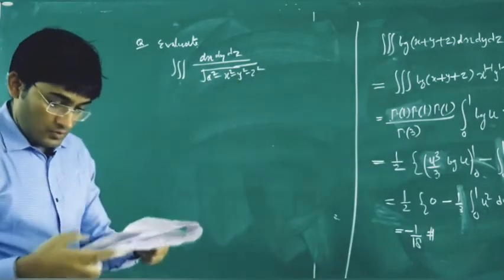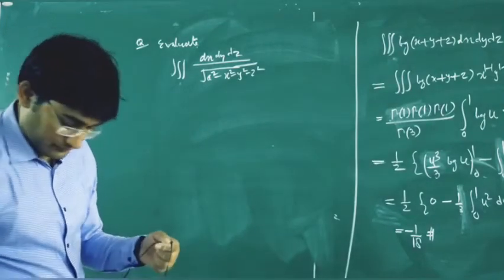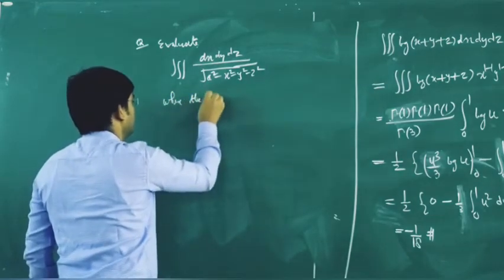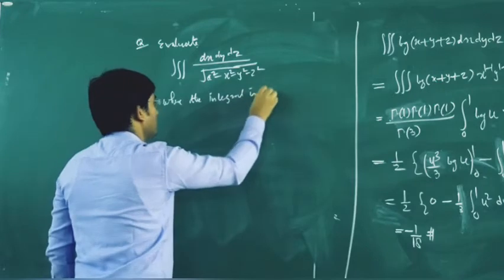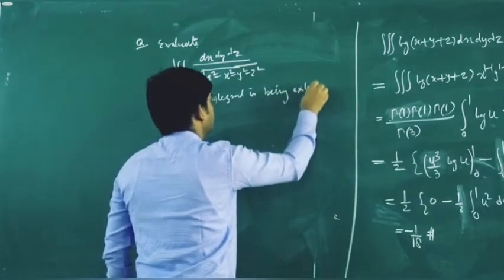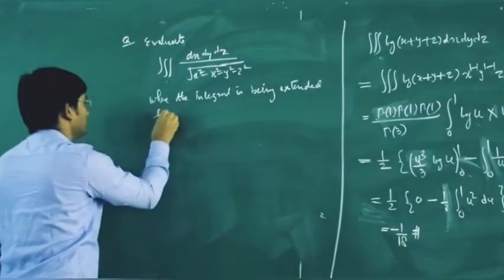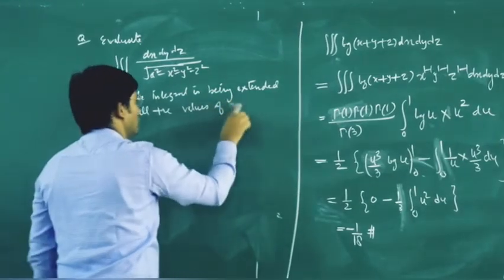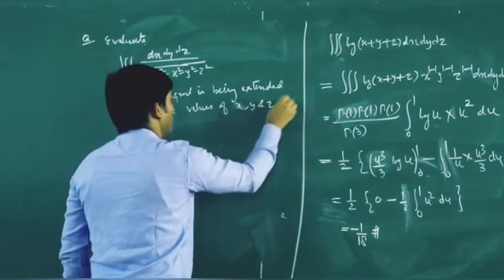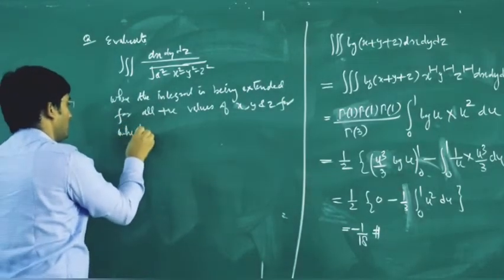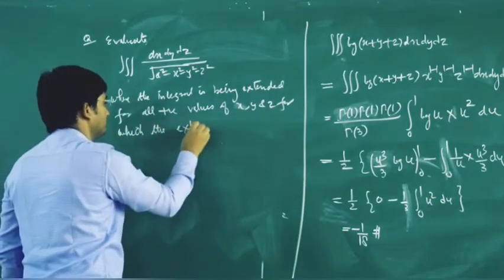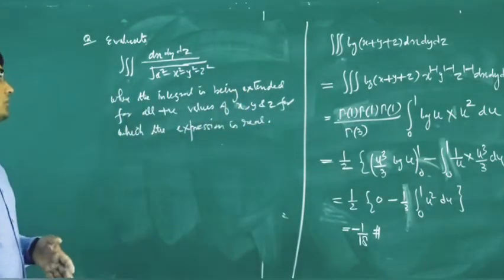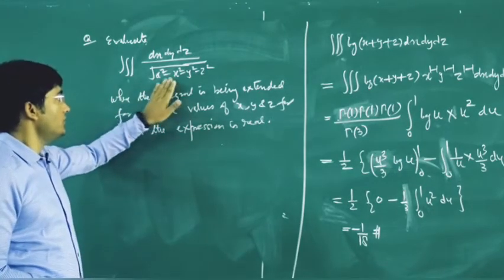Now the integral is being extended for all the positive values of x, y and z for which the expression is real. So the integral is being extended for all those positive values of x, y and z for which this expression is real.